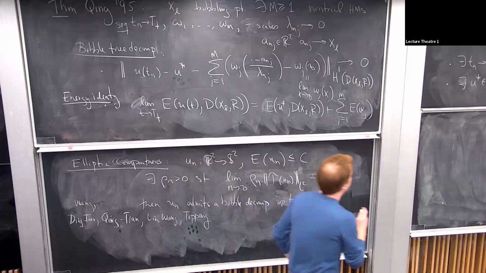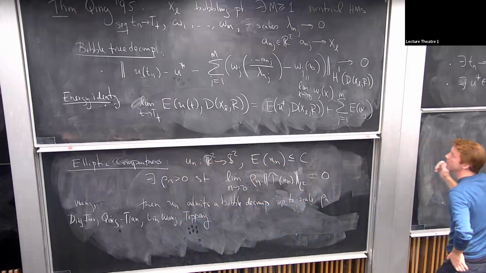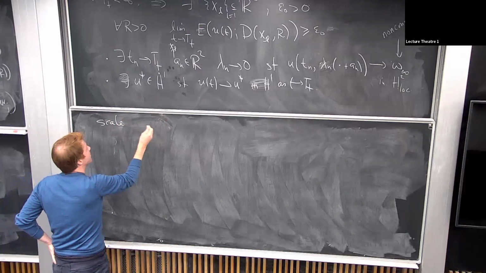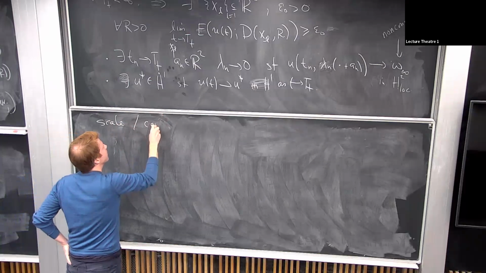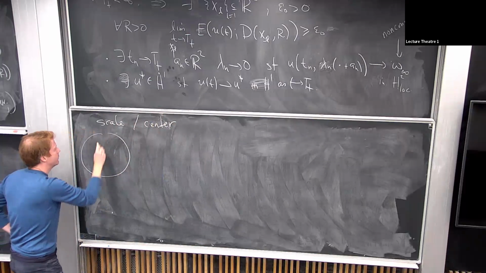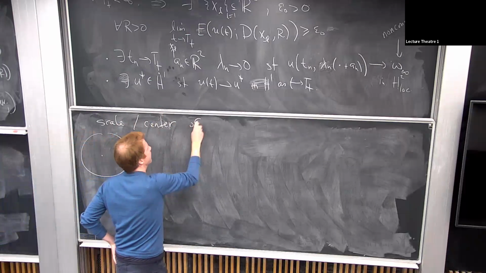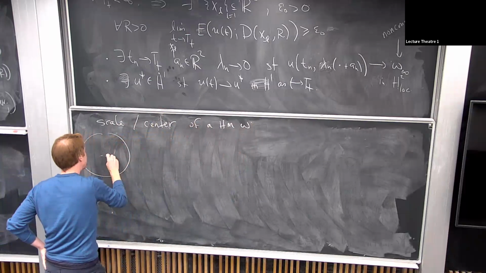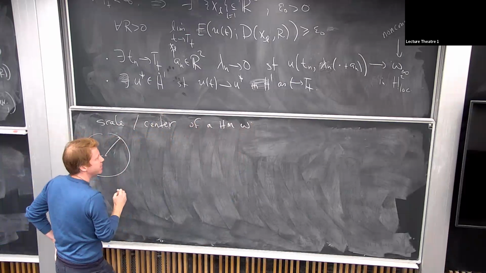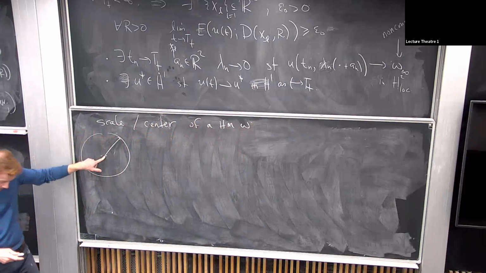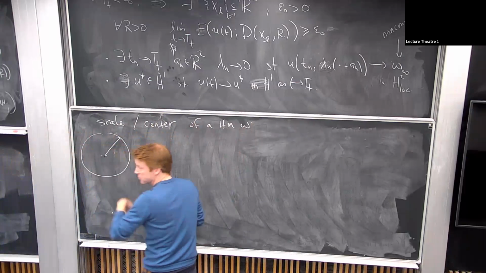Okay, so I want to discuss continuous in time bubbling, but first I have to say some more about harmonic maps. So there's scale and center. I want to give a notion of scale for a harmonic map omega. The scale of a harmonic map, for me, will be: I find a disk that contains almost all the energy of the harmonic map.